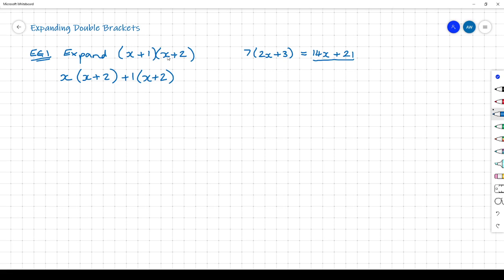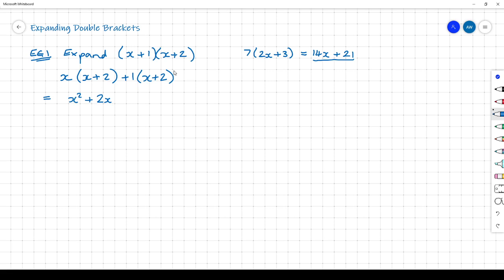All I've done is make sure that the two things in this bracket are both multiplying by everything in this bracket, the x plus 2. So the x times x plus 2 and the 1 times x plus 2. Then you basically have two single brackets to expand, just like we did there, and maybe collect some like terms. So let's have a look. x times x is x squared, x times plus 2 is plus 2x. So that's that bracket expanded.